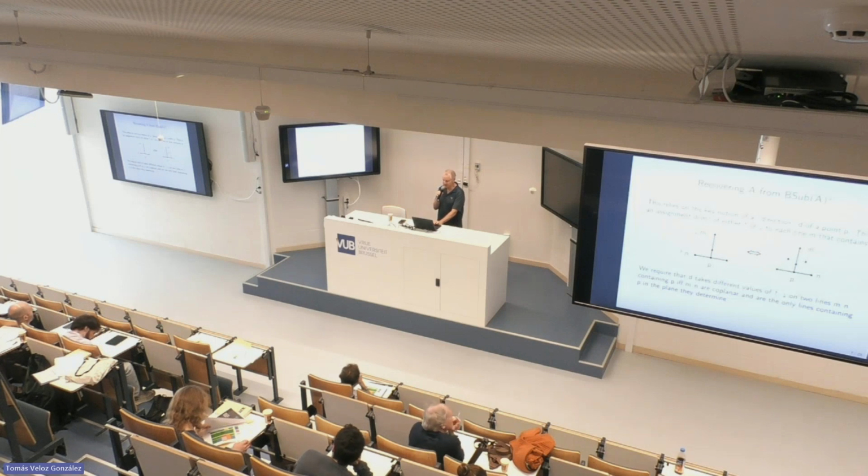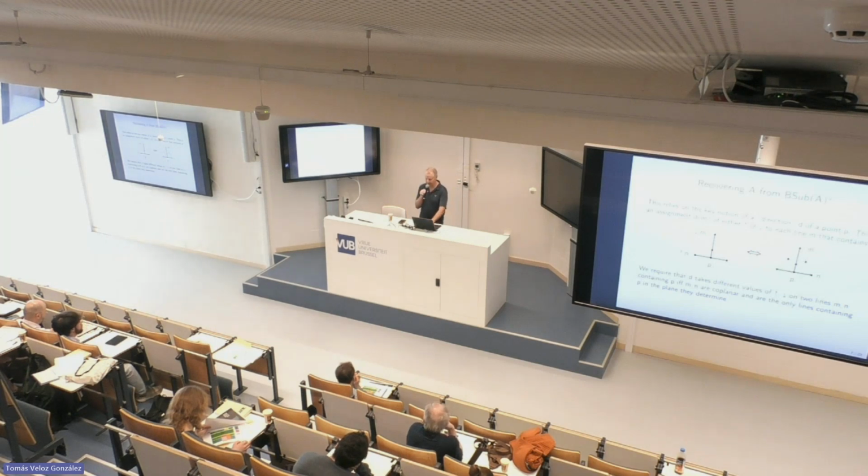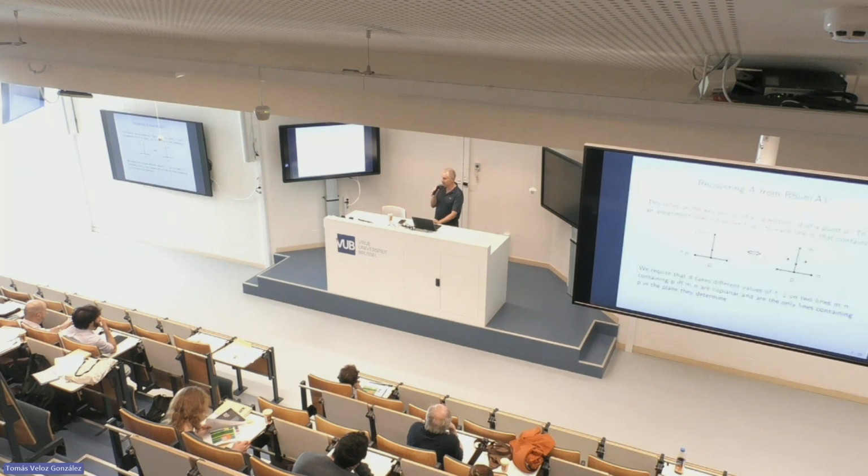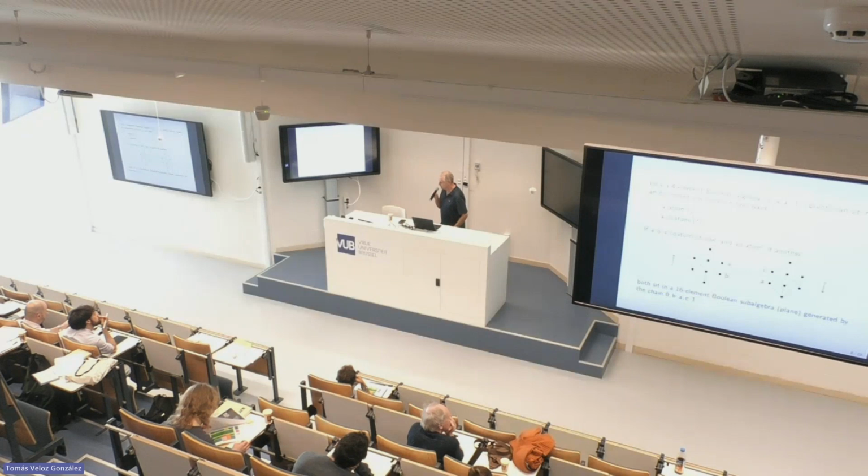What does this little condition say? We require that our direction takes different values of up and down on 2 lines that contain P if and only if these 2 lines are coplanar, which means they lie in a plane. Remember, a plane is this kind of thing. And they're the only lines containing P in the plane that they determine. I'll try to explain where this comes from in a minute, but that's what a direction for a point is.